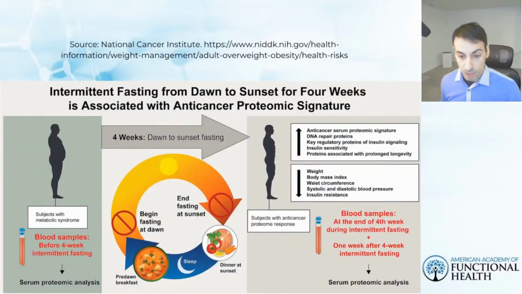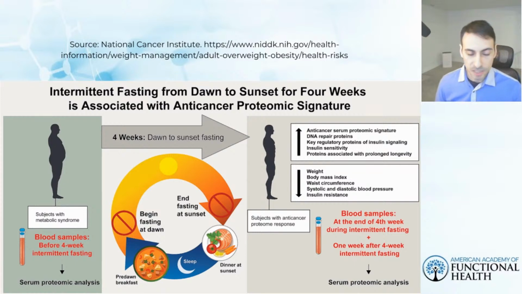So let's take a look at a picture that describes the results that they received from doing this particular diet. We can see here on the left side, they took blood samples, and then 4 weeks of dawn to sunset fasting, right? And you can see on the right side the results that they got. The changes were really interesting. Intermittent fasting from dawn to sunset for 4 consecutive weeks induced anti-cancer serum proteome response and improved metabolic syndrome.